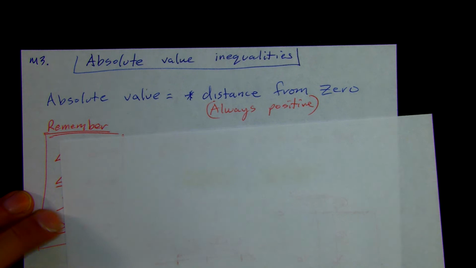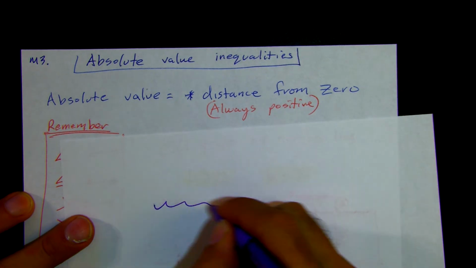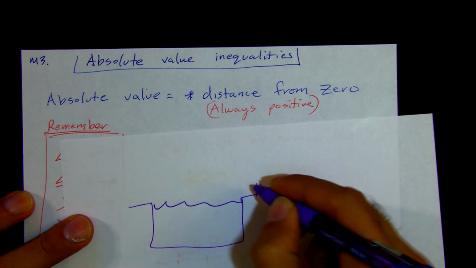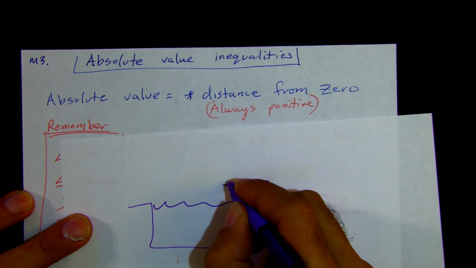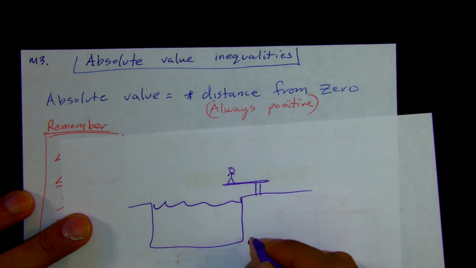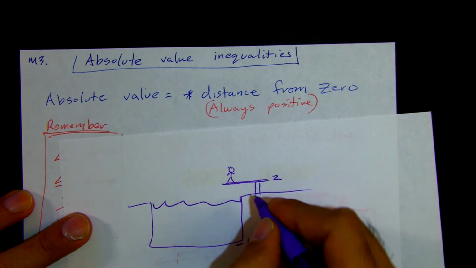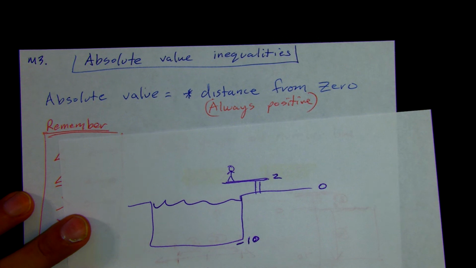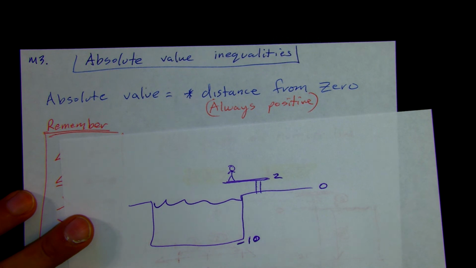Think of it like this. Say you had a swimming pool with purple water, and above the swimming pool you had a diving board. You're standing on the diving board, and let's say the pool is 10 feet deep, so we'll say this is negative 10. And you're standing at 2. Let's say that the water is at 0. So the distance from 0, that's all absolute value is.